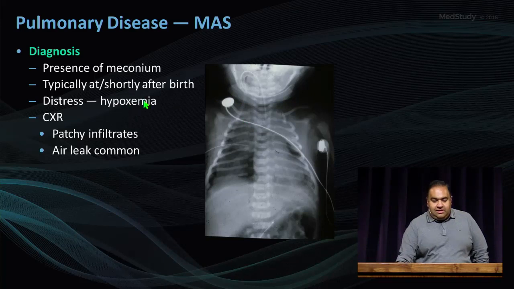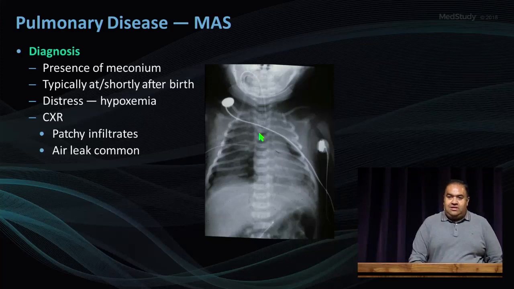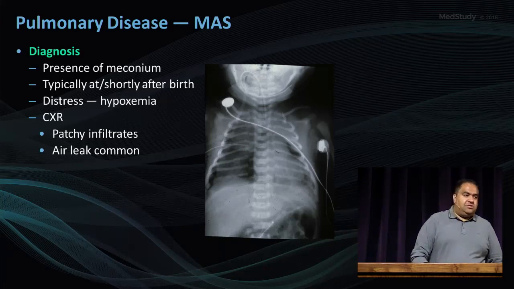And so really, diagnosis is if there's presence of meconium. Here's that pneumothorax in this kid. Hypoxemia, patchy infiltrates, you get a lot of air leak. These kids really require general ventilation. Especially, they require higher pressures, so high frequency ventilation with high pressures to really relieve some of the stress with low volume.